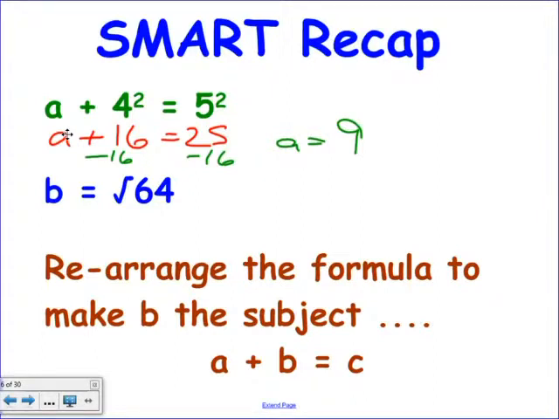Excellent. Second one, b is equal to the square root of 64. So what's b? 8. Why have we got 8? That's the correct answer. Very good. Tick, VG. But why is it 8? How did you know it was 8? That's what goes into it. Brilliant. It's because it's the number that multiplied by itself gives you 64.